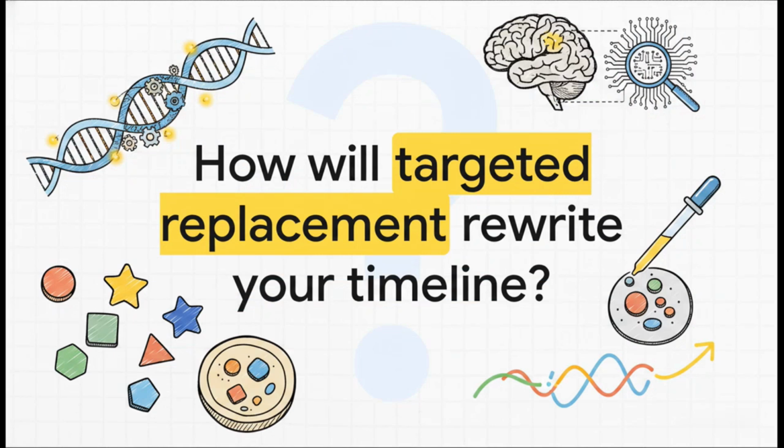So, as we wrap up this explainer, I really want to leave you with this thought. We are leaving behind the era of guessing with general plasma therapies, and we're entering a brand new era of engineered, AI-matched precision. When we can diagnose exactly which of these core factors your body has lost and replace them with zero-tolerance precision, how will that targeted replacement rewrite your own biological timeline?